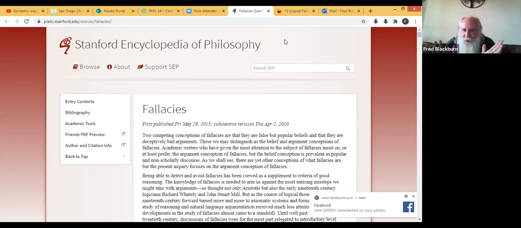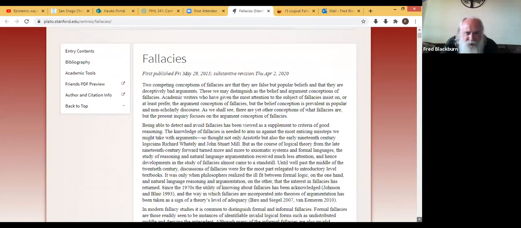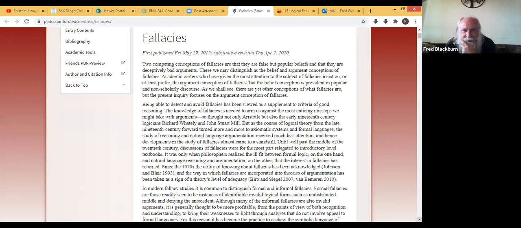And they do just such a great job in explaining what philosophic fallacies are. And there's two broad categories. There's formal and informal philosophic categories, but I don't even know that we have to worry about that so much, in that I just want to give you a sampler and kind of like an introduction to what philosophic fallacies are. So let's just look at their definition real quick together. And then I'm going to move to some a little bit easier to follow examples. So two competing conceptions of fallacies are that they are false but popular beliefs, and that they are deceptively bad arguments.